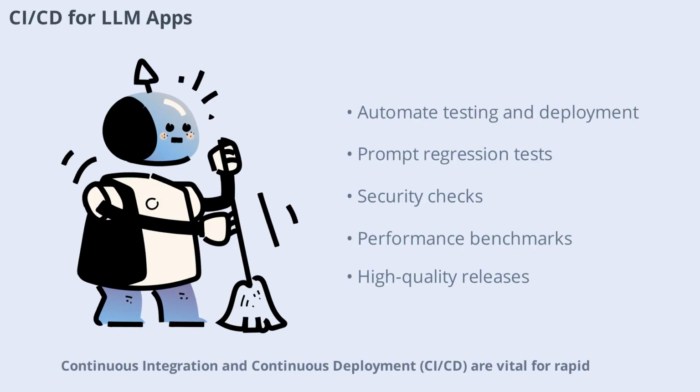Continuous integration and continuous deployment (CI/CD) are vital for rapid, reliable LLM application updates. Automate testing, validation, and deployment steps to catch issues early and reduce manual errors. Integrate prompt regression tests, security checks, and performance benchmarks into your pipeline. This ensures that only high-quality, production-ready changes reach your users.